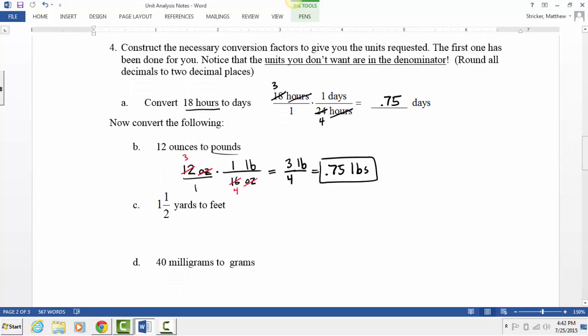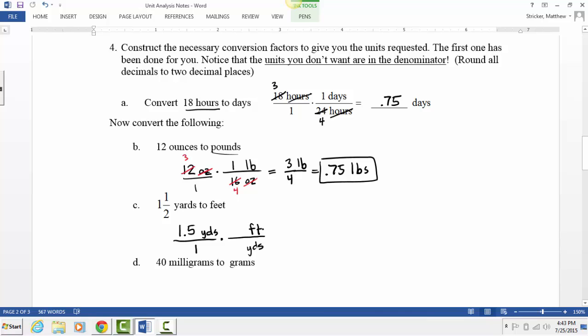Okay, 1.5 yards to feet. Start out with what you're given. 1.5, I'm going to go ahead and write that as 1.5 yards over 1 times, since yards are on top here, we need yards on the bottom here. And can we go from yards to feet?